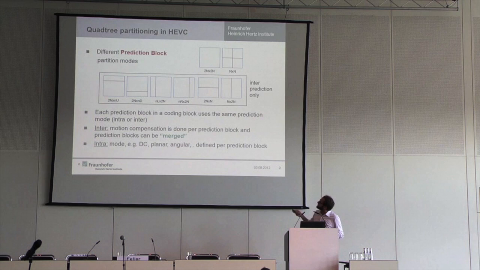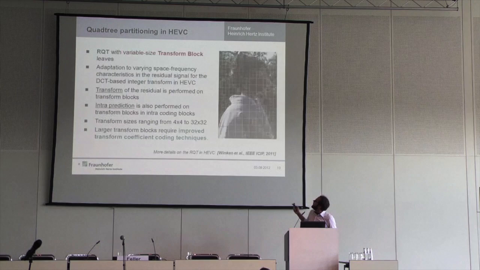And for the intra-prediction mode, each prediction block defines the intra mode, which can be coded using intra DC prediction, and this can be intra angular, for example, 12 degrees, and so on. So each prediction block for intra mode can have a different intra mode.